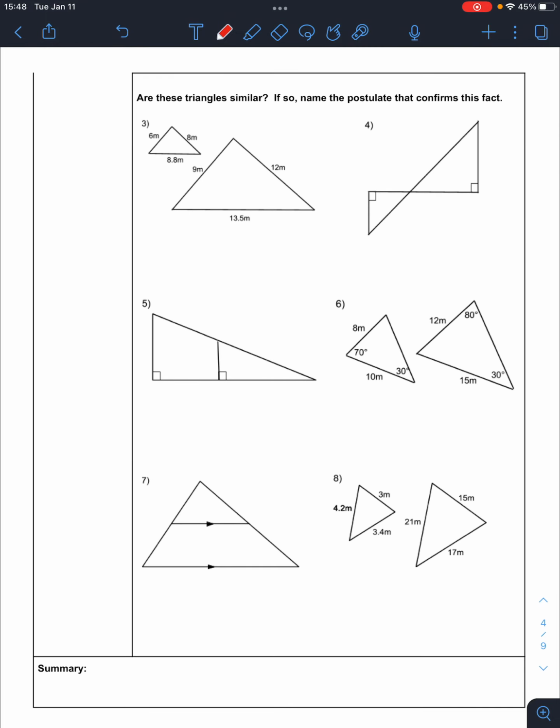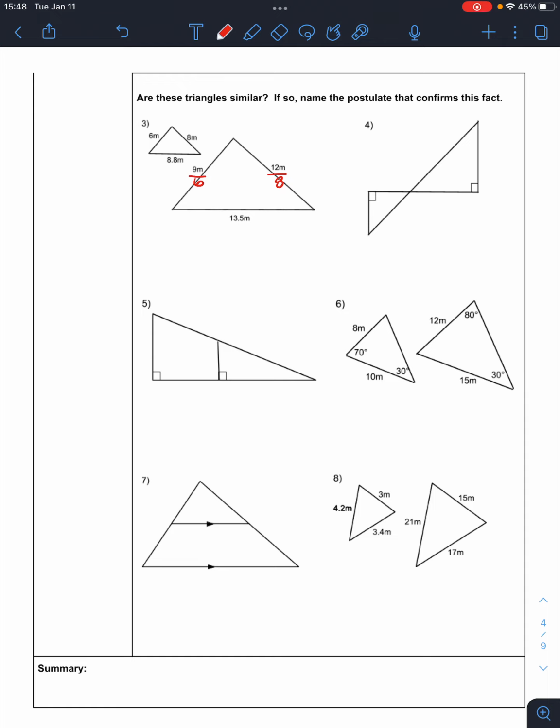Now, let's look at how these match up, because sometimes not everything is as easily marked. So let's check. Are they similar? And if so, tell me why. So this looks like it's going to be a side, side, side, but we always need to check and make sure that the answer is a yes first. So we match our short with our short. So 9 is the shortest, and I'm going to match it up with 6. I just like to organize it all like this on my triangle.